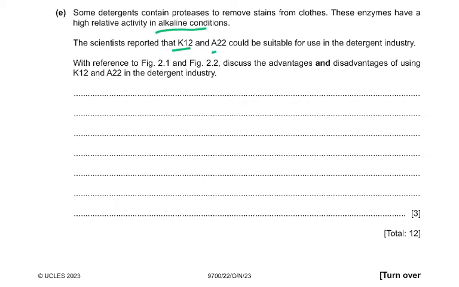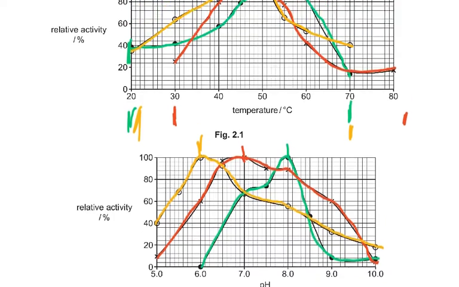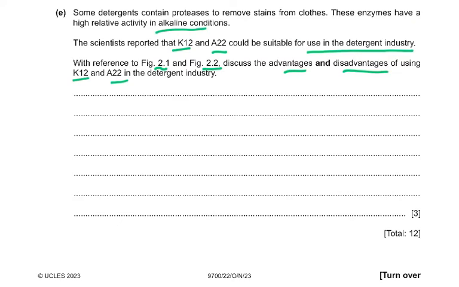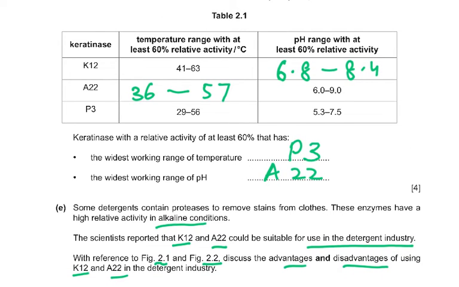The scientists reported that K12 and A22 could be suitable for use in the detergent industry. With reference to figure 2.1 and 2.2, discuss the advantage and disadvantage of using K12 and A22 in the detergent industry. Now you have to go back onto the table and have a look at it. So the reasons you've got to understand is that if you look at these two graphs, and then you have to look at this table 2.1, which is here. So table 2.1, you can see A22 and K12.